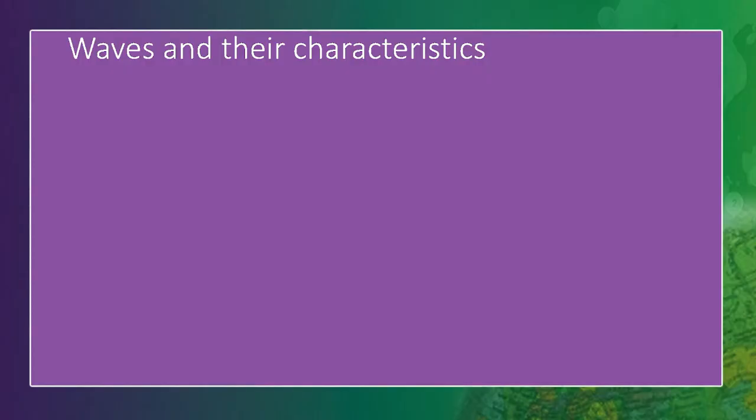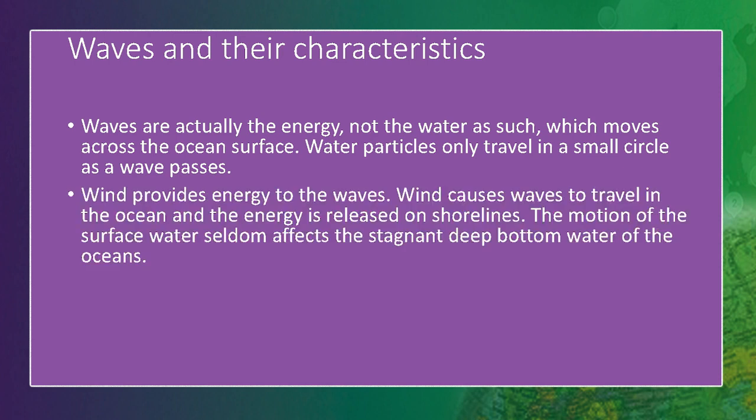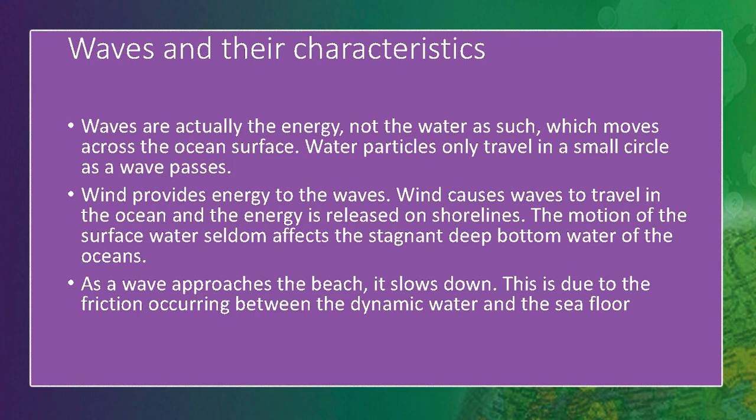Waves and their characteristics. Waves are actually the energy, not the water as such, which moves across the ocean surface. Water particles only travel in a small circle as a wave passes. Wind provides energy to the waves. Wind causes waves to travel in the ocean, and the energy is released on the shorelines. The motion of the surface water seldom affects the stagnant deep bottom water of the oceans. As a wave approaches the beach, it slows down. This is due to the friction occurring between the dynamic water and the sea floor.